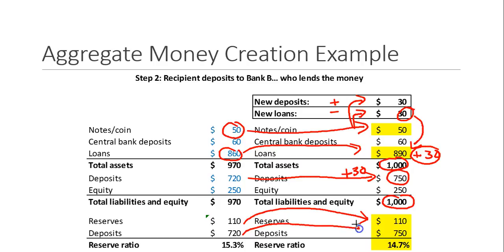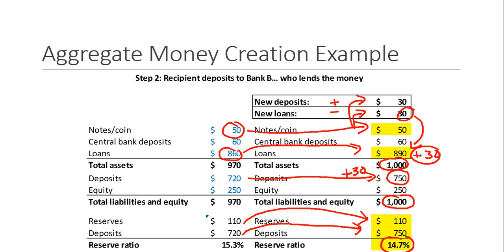Deposits has increased from $720 to $750, and as a result of no change in reserves but an increase in deposits, we have a decrease in the reserve ratio from 15.3% to 14.7%. So this is the activity at Bank B.